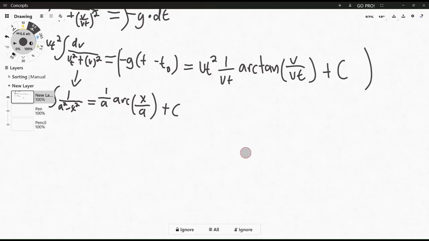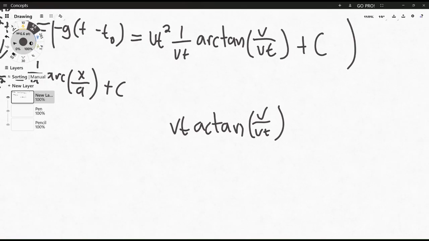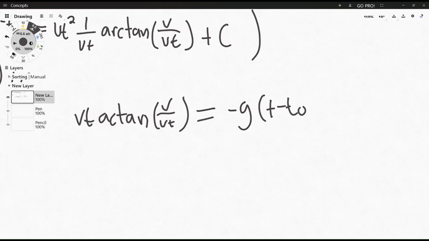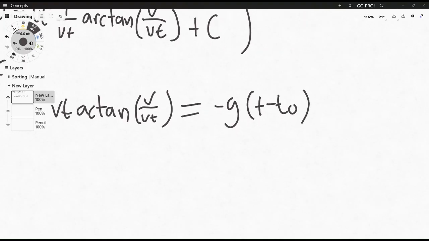So now what I have to figure out is what C is. This simplifies to vt arctan, because of that multiplication, vt. I don't want this video to be so long, and this is equal to negative g times t minus t0. How do I find C?